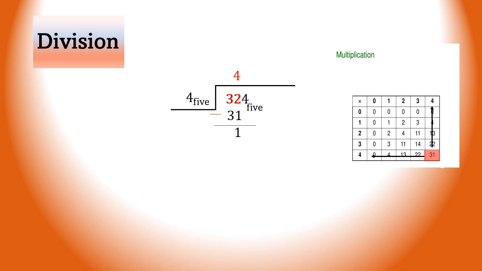Now we're going to bring down 4. So 14 divided by 4. So the closest number is 13. So 13 divided by 4, that's 2. So 2 times 4, that's 13. And the remainder is 1. So the answer to our example is 42 base 5, and the remainder is 1 base 5.